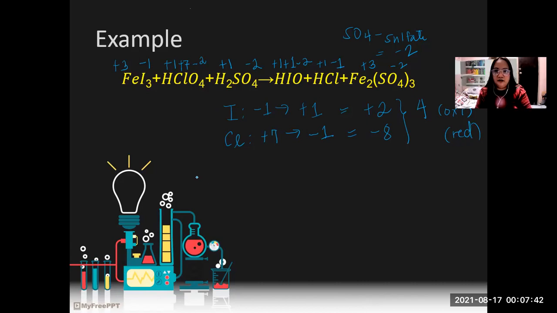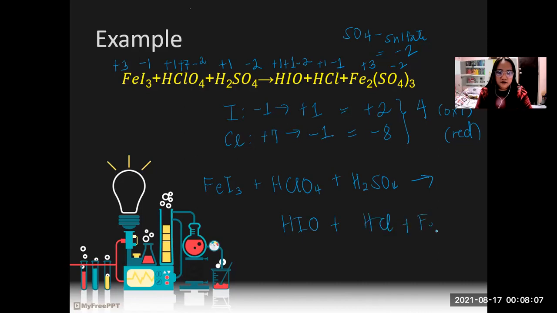Let's just rewrite the equation so that we can place our coefficients better. Let's put a little space. So we have ClO4 plus H2SO4 yields HIO plus HCl plus Fe2(SO4), and 3 units of that.